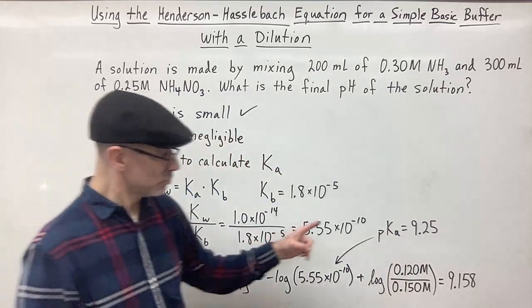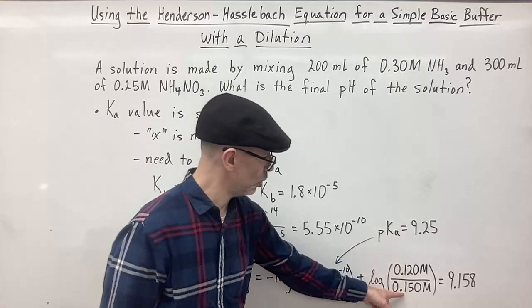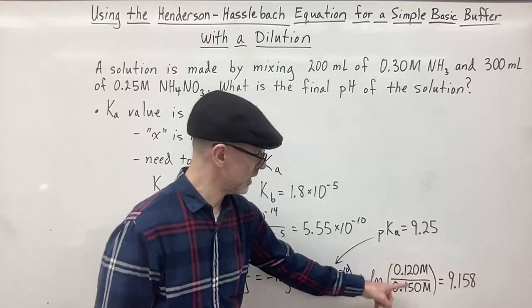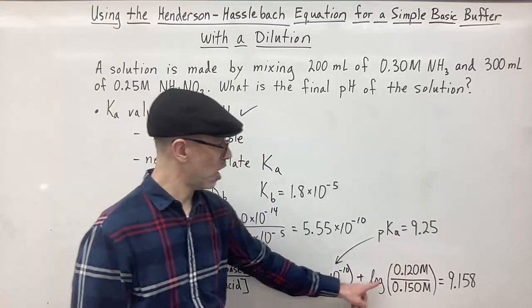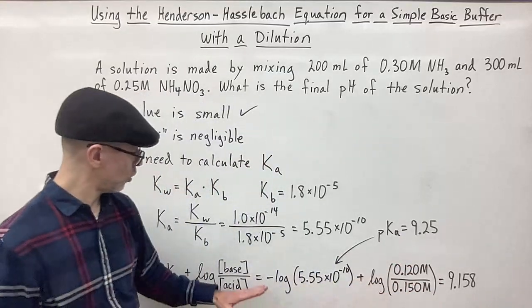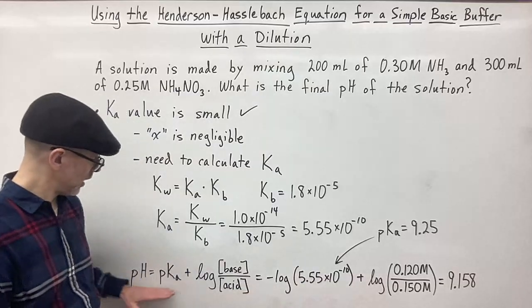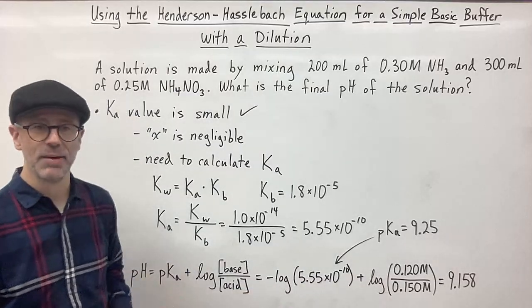And again, just to point out, if we add equal amounts of acid and base together, then this ratio would be 1. If you take the log of 1, you get 0, and so then the pH would be equal to the pKa at that point.